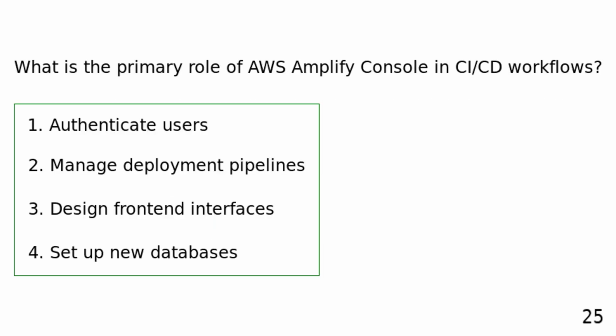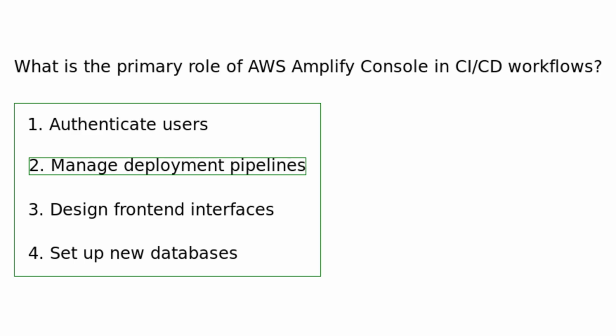What is the primary role of AWS Amplify console in CI/CD workflows? Authenticate users. Manage deployment pipelines. Design front-end interfaces. Set up new databases. AWS Amplify console manages deployment pipelines in CI/CD workflows for AWS Amplify projects, automating the build, test, and deploy process.